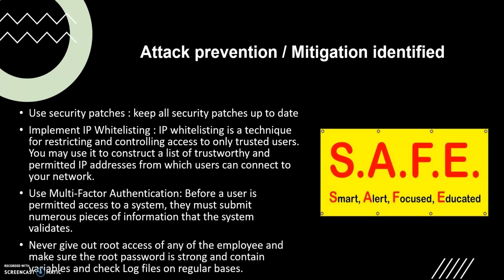The third one is to use multi-factor authentication. Before a user is permitted access to a system, they must submit numerous pieces of information that the system validates. The best example I would give you is the bank. If we want to access the bank account, we can use multi-factor authentication. So we provide our password, and then it will send you the OTP to verify that you are the only user who wants to access your bank account. OTP is the one-time password. It will give you a number, and you have to type the number on the system, and it will give you the access.